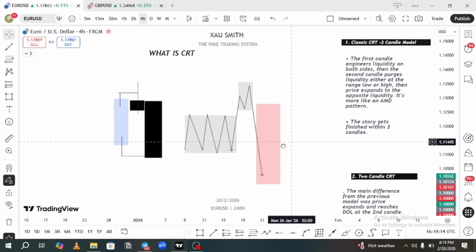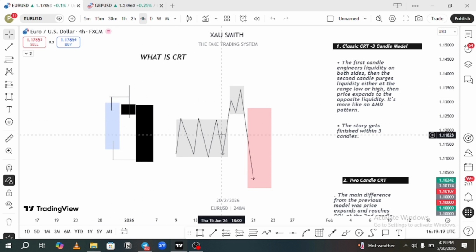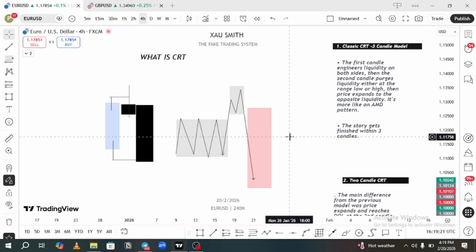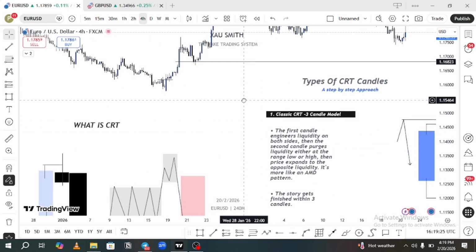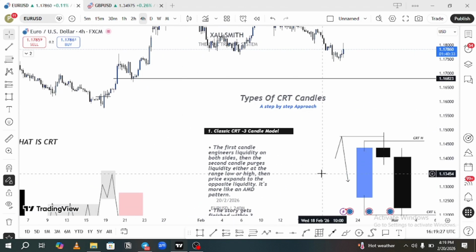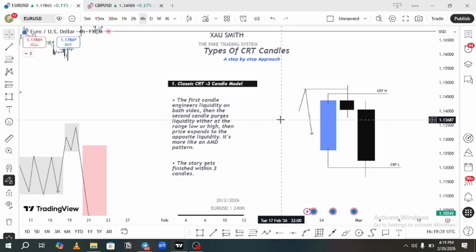But mind you, we have different types of CRT. Just like I said, we are going to be treating CRT candles in this video, right? So let's get into the different types of CRT we can trade. Let's begin with the classic CRT, which is the 3-candle CRT. Now, what is a classic CRT?